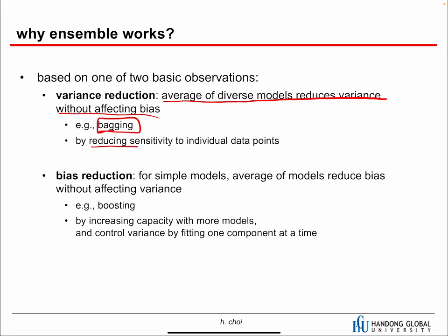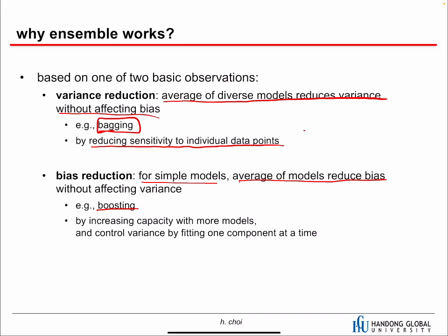So it reduces the sensitivity of individual data points. So it's more robust. So finally, it minimizes the error. Or, especially when we use boosting, we can reduce the bias effect. For some simple models, average of models reduce bias without affecting variance.